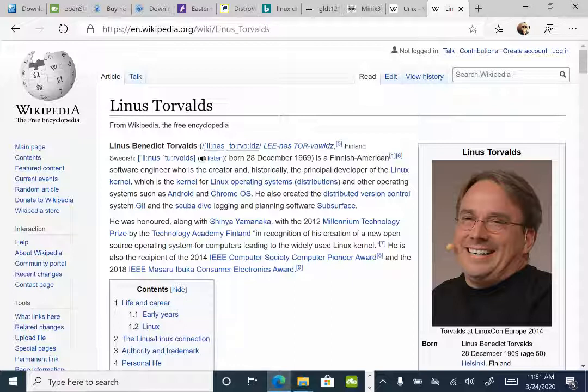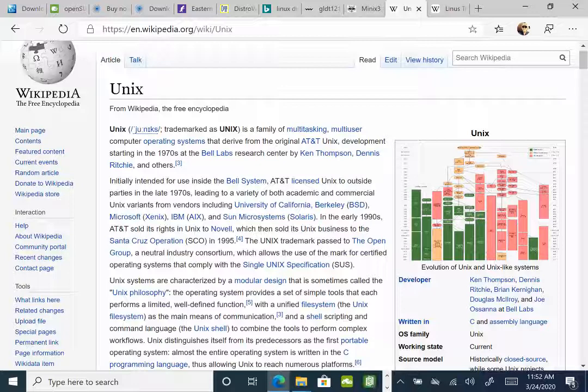Actually born the same year that I was born. He's a little younger than me, but he's now a Finnish American because he lives in the United States and works over here. But he still controls actively and is involved in the Linux operating system. Now, really, things start way back with an operating system known as Unix.